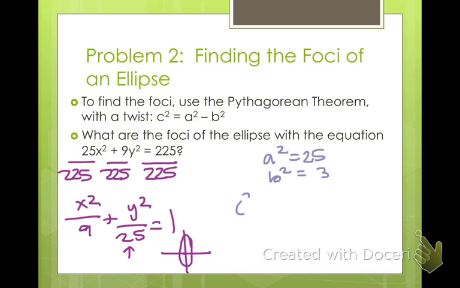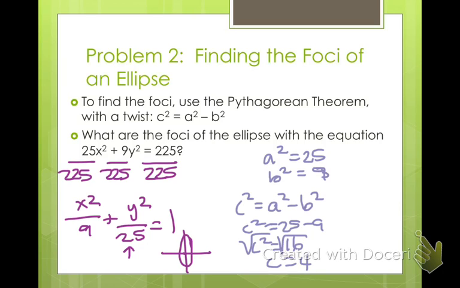So we need to use our formula c squared equals a squared minus b squared. So that's 25, oops, sorry, that one's 9, minus 9, and 25 minus 9 is 16. Take the square root of that. So it means our focal length is 4. Now, do you remember when we talked about parabolas? The focus is a point. So we need to find the 2 points that represent our foci. And they are 4 units away from our center, and they are on our major axis.